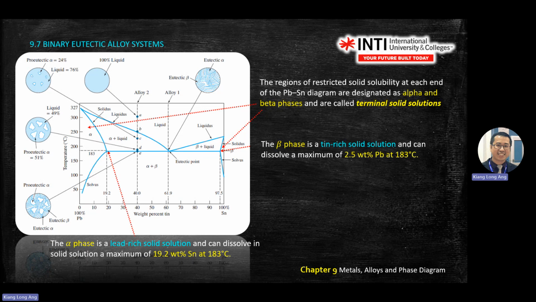Don't confuse between the left and right component. It can be tin, it can be Pb. It can ask you how many percent of solubility of Pb at the eutectic point at this temperature. Okay, so it can be this side, it can be this side.